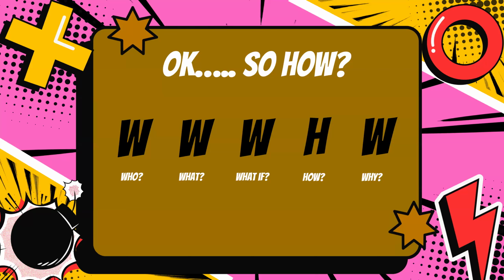The first W is who. Who is it for? The second W is what the problem is that they are facing. The third one is what if there was a solution that existed. The fourth question is how. How does your product or your solution solve the problem? And fifth, why. Why does it matter? Not only as a concept, but also emotionally. Why does it matter?